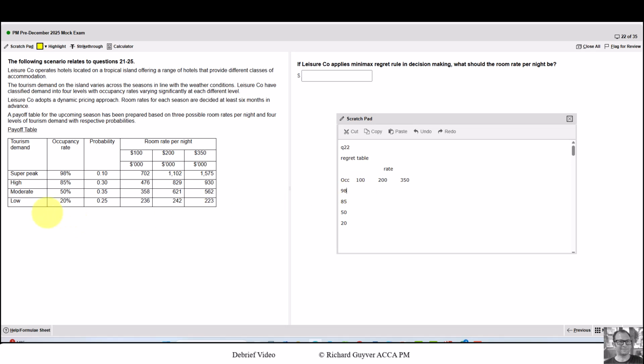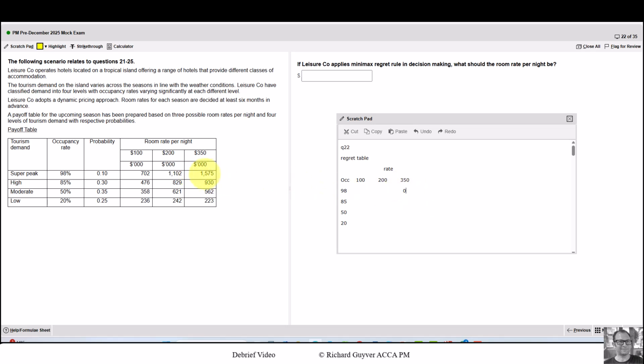And when we're building a regret table, what we do is we take each of the 4 things here, so super peak, high, moderate and low, and we identify which is the best of each of those. And the minimax regret rule is almost like an opportunity cost rule. So looking at super peak, the best outcome is this 1575, and in order to get that, we'd have to have chosen 350. Had we chosen 350, then we'd have no regret because we'd have not missed out. So this becomes a 0, no regret here.